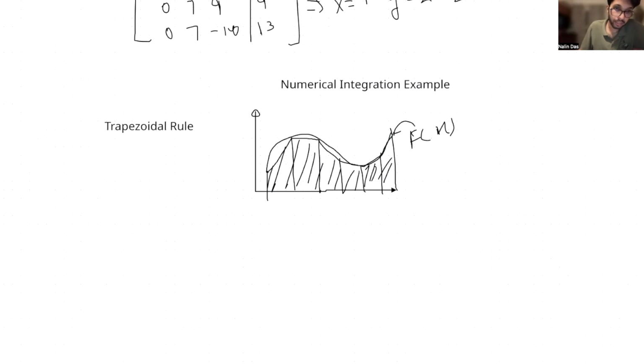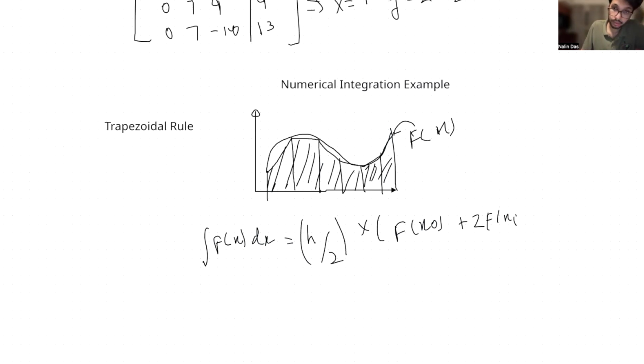So basically what this means mathematically is the integral of f of x dx would basically be h by 2, or half of height, times f of x0 plus 2 f of x1 plus 2 f of x2 plus ... plus 2 f of x n minus 1 plus f of x n. So this is how it would look like.